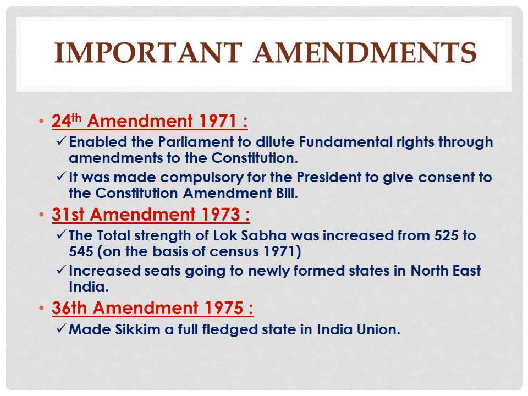Next is the 31st Amendment, which was made in 1973. The total strength of Lok Sabha was increased from 525 to 545 seats on the basis of the census of 1971. It increased the seats going to newly formed states in Northeast India.